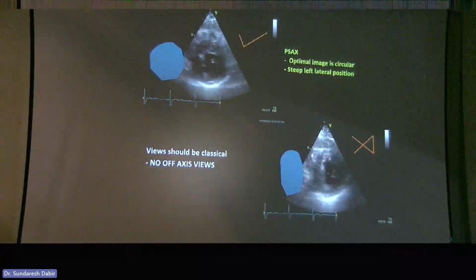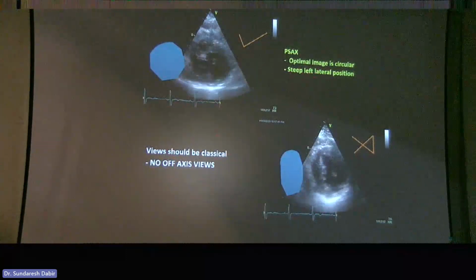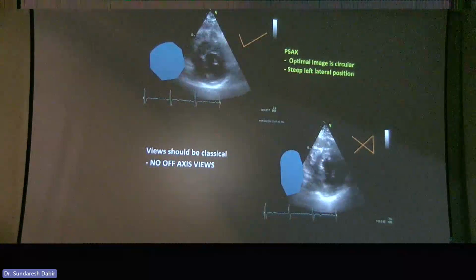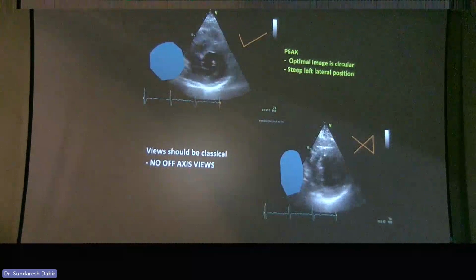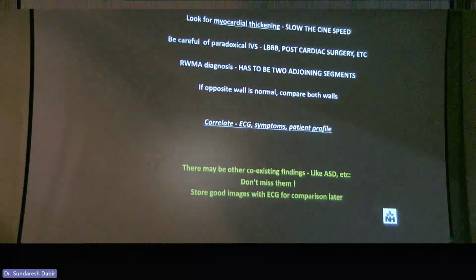For this, you push the patient a little more lateral and make it as lateral as possible, what is called a steep left lateral position, where you bring the heart away from the sternum. So just a few tips. Look for myocardial thickening, and if required, you always acquire it and then slow down the sinus speed, so then you look at the thickening much better.